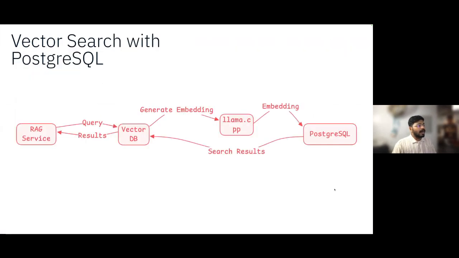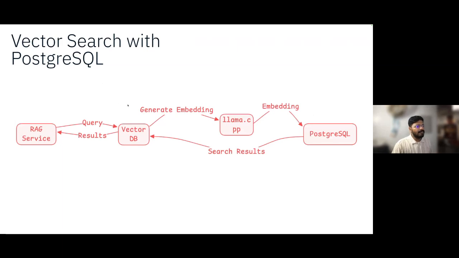Okay, so how does the vector search happen with PostgreSQL? So I have used PostgreSQL as my vector DB using the PG vector plugin. So I was able to use this DB to store all my context. So what happens is the RAG system queries the vector database. It gets the relevant data.